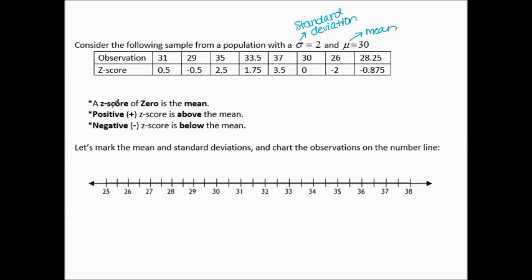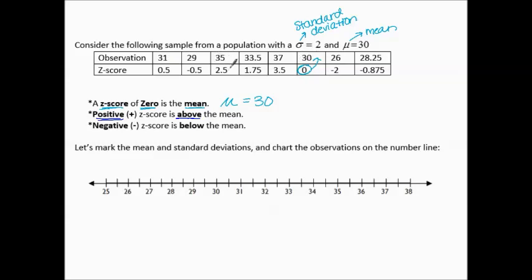Down here we have some more descriptions. A z-score of 0 is the mean. So if I have a z-score of 0, that means 30 is my mean, and that's what it says in the problem. A positive z-score is above the mean. So if I look at my observation of 31, it's 0.5 standard deviations above the mean. That makes sense, 31 is above 30.